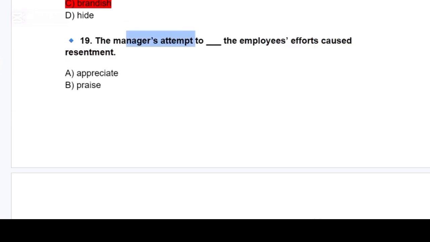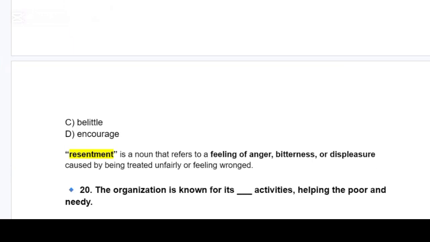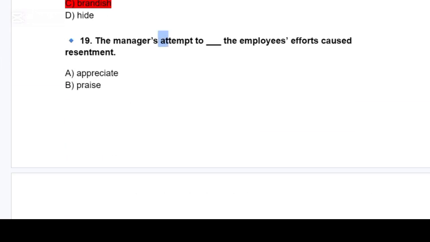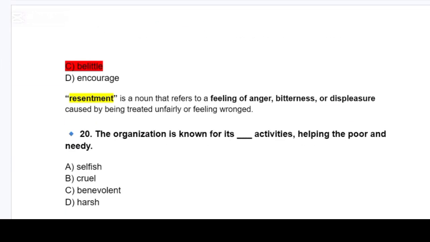So his attempt to appreciate the employee? No. Praise the employee? No. Belittle? Encourage the employee? No. So belittle is the correct option, because the manager was belittling the attempts of the employees.